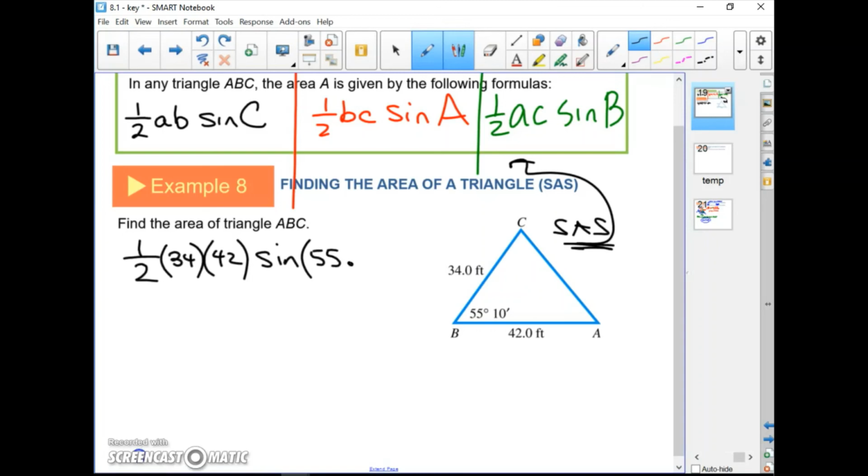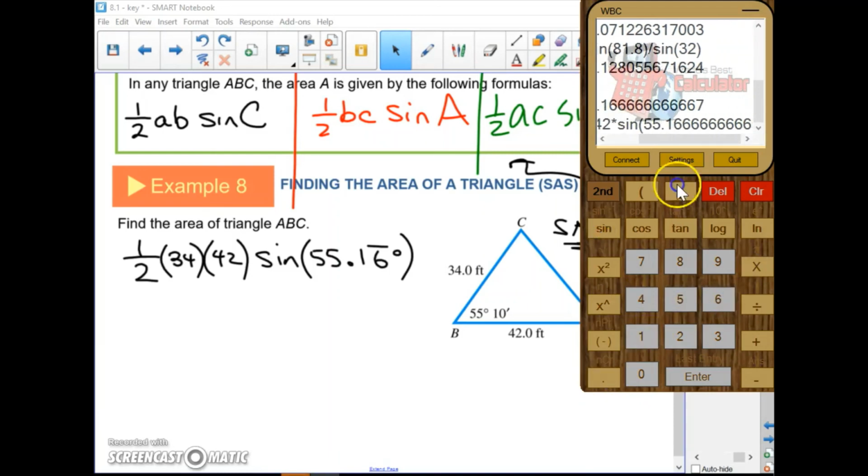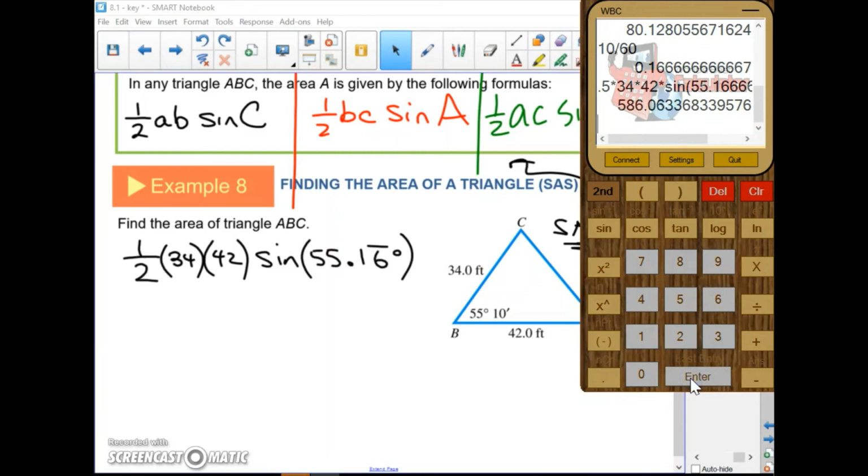Now that angle is going to be 55 degrees and 10 minutes. 10 minutes means 10 over 60, so that's 55.16 repeating degrees. Let's just type that in: 1/2 times 34 times 42 times sine 55.16 repeating. Get about 586. This is area, so don't mess up the units there. 586 square feet.